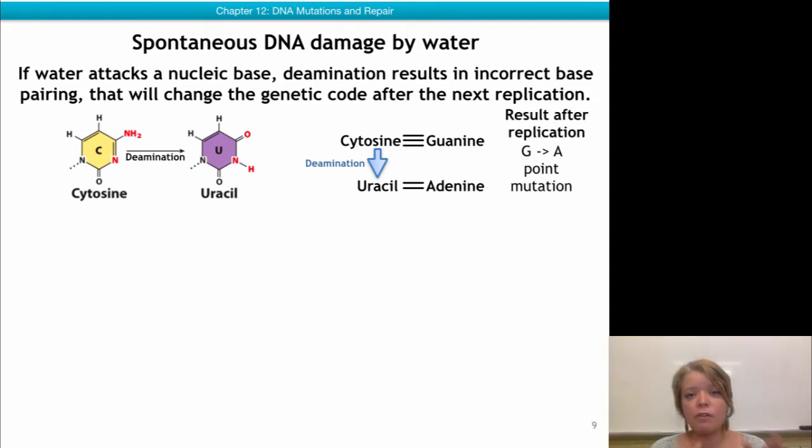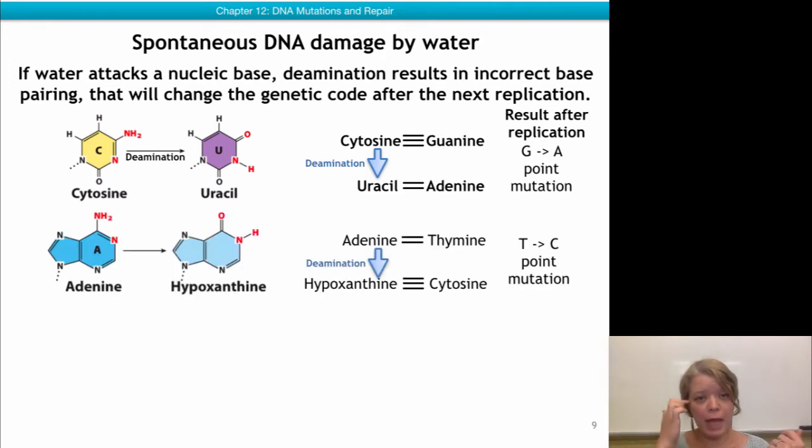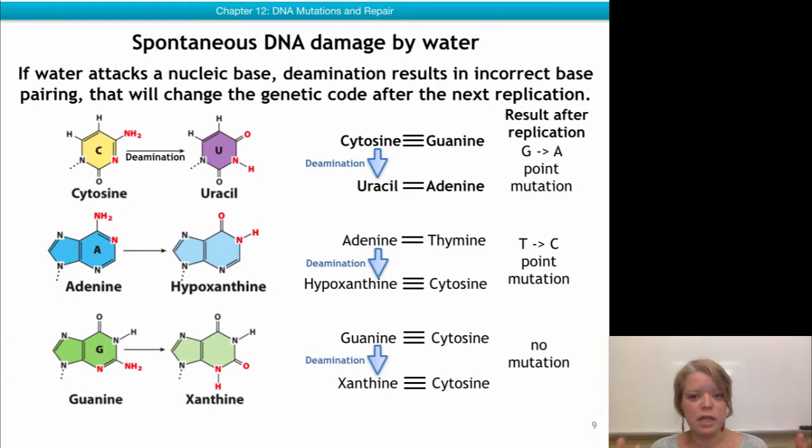As a result, after the next round of DNA replication, there will be a G to A point mutation in this location. So cytosine is not the only nucleotide that can be changed by deamination with water. Adenine can be changed to hypoxanthine, and guanine can be changed to xanthine. Now, the guanine to xanthine change is the least troublesome because both guanine and xanthine will base pair with cytosine. So even if this mistake is not caught by the DNA repair machinery, there will be no mutation in the next DNA replication cycle.